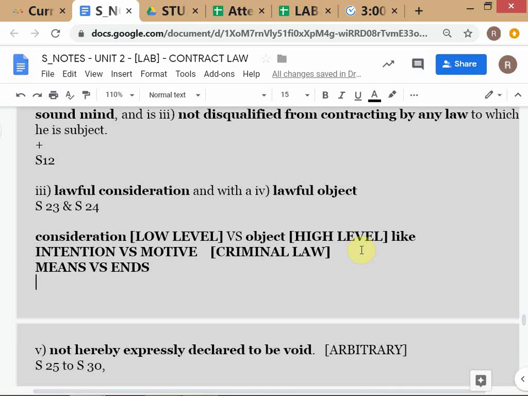Consideration is low level. Object is maybe to build a larger sports complex, but in a particular contract I am asking a guy to construct a swimming pool. So the consideration in that contract is the construction of the swimming pool, for which my consideration will be some payment of money from my side, and he will construct the swimming pool. So that's what it is.